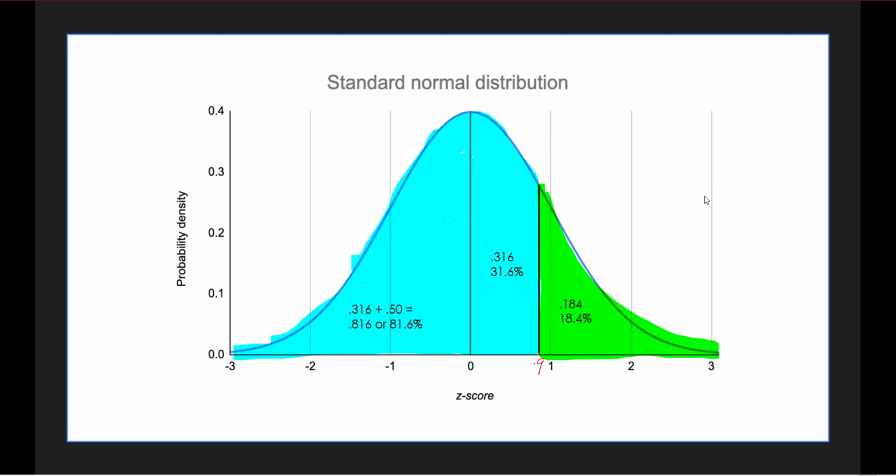Finally, let me erase that. We can see that our score is higher than 81.6% of cases. And how I got this value is I took our 0.316 here and I added 0.5, because we know that this middle line bisects our graph, and that 50% of cases are going to fall below that line. Since our value is above that line, we know that we're going to be higher than 50% of cases, plus this 31.6. And so we get a score of 0.9 that is higher than 81.6% of cases.